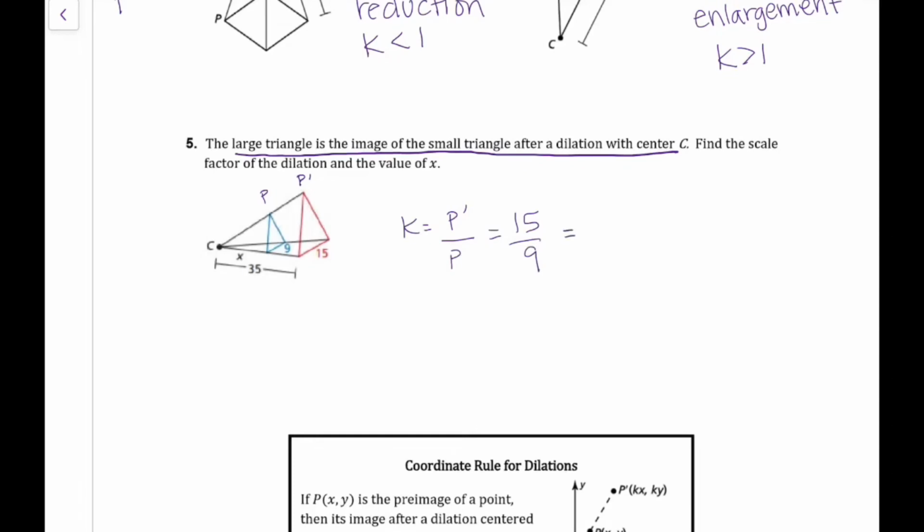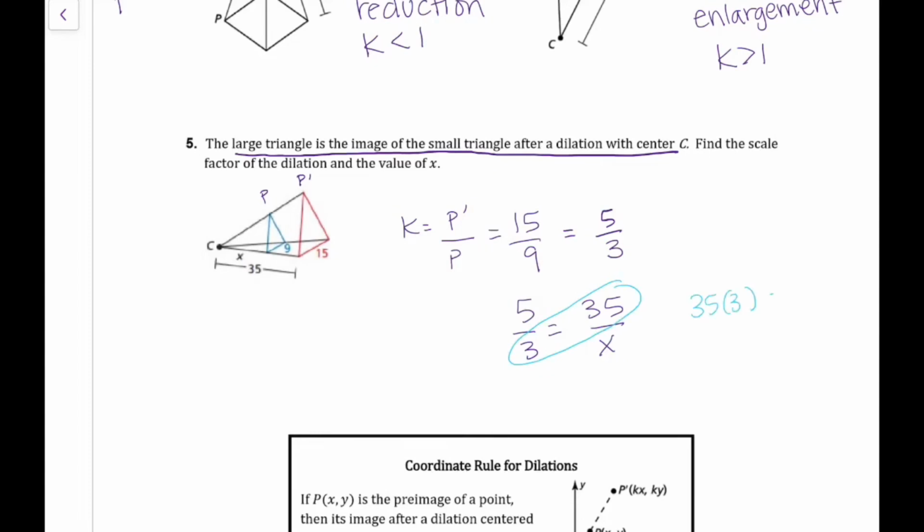Now 5/3, we're not trying to find what the scale factor is, we want to find what x is. So I want to take 5/3, and that scale factor is going to be the same as 35 divided by x. We're going to set those equal to each other because the scale factor on those will be the same. So we are going to find our cross products.